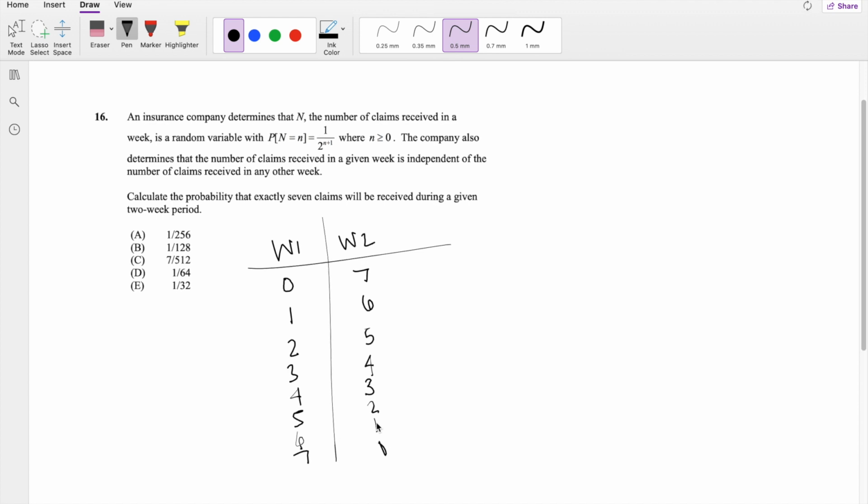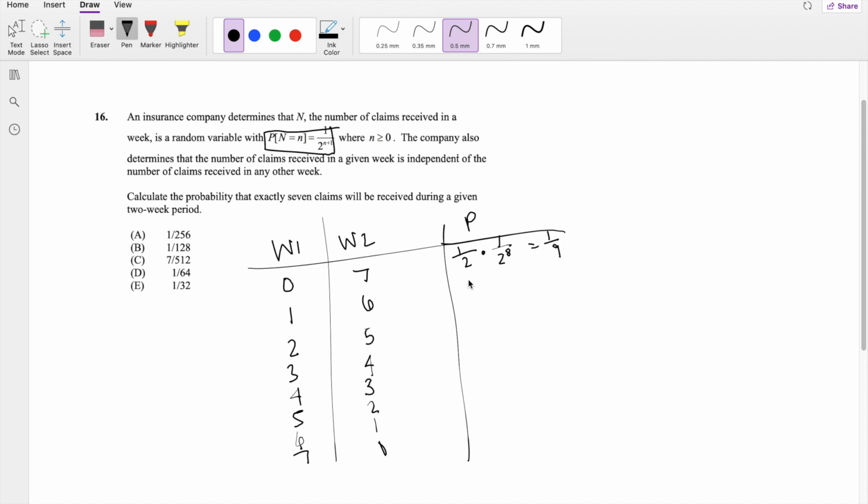And what are these probabilities? Well, first of all, they say that the week 1 and week 2 numbers of claims are independent, so we can just multiply the probability of week 1 and week 2 together. So if there are 0 claims in the first week, we just have to plug in 0 for this probability function since this is discrete. So this is going to be equal to (1/2) squared times the week 2 probability, which is 1 over 2 to the 7 plus 1. So 2 to the 7 plus 1, that's 8. So that's equal to 1/9.